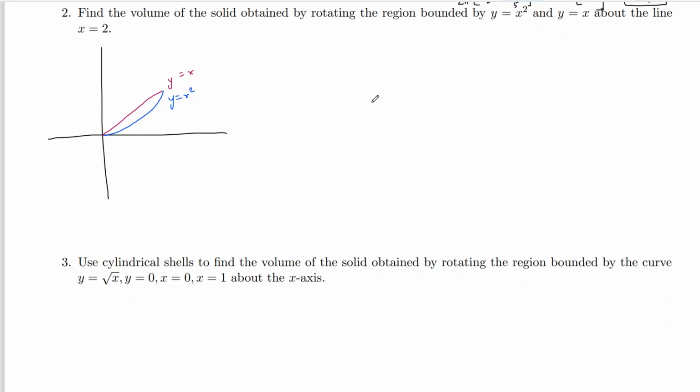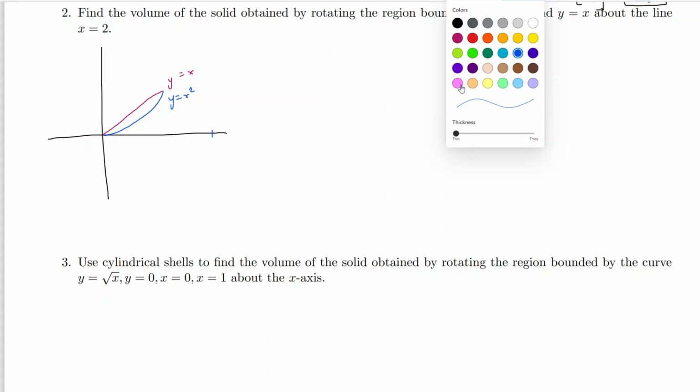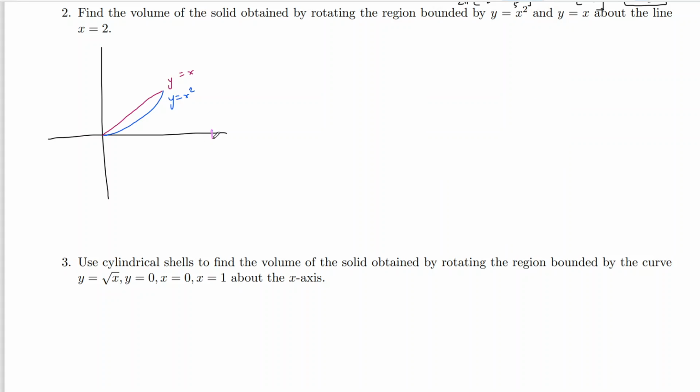And then we want to rotate it about the line x equals 2. That's the vertical line that hits the x-axis at 2. This is x equals 1, so 2 is going to have some space in between. I'll use a different color there, 2. And this is our line of revolution.